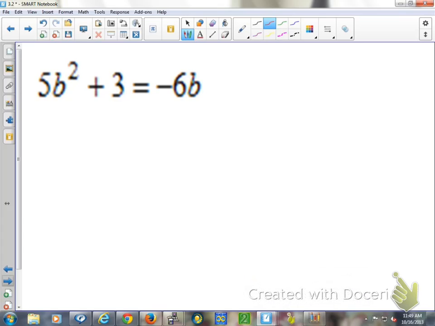Stephen, what's the first step on all these problems? Get them on the same side. Same side. So what do you think would be the easiest way to do that, Jared? Add 6b. Thank you, Jared. Add 6b. That's correct. What he said.